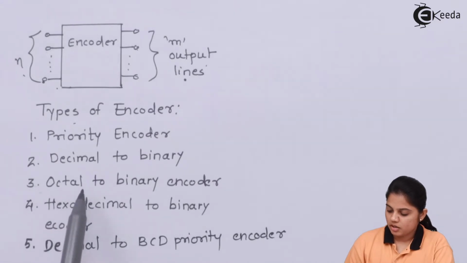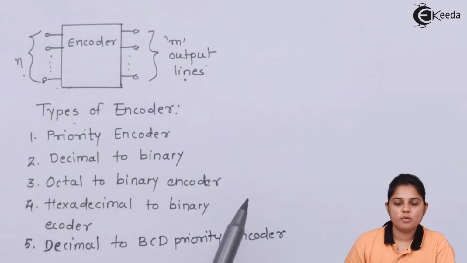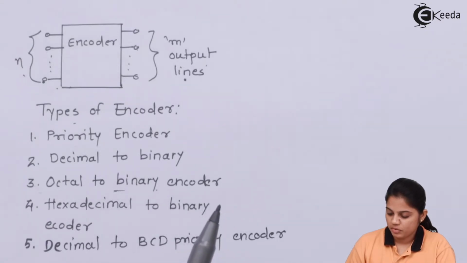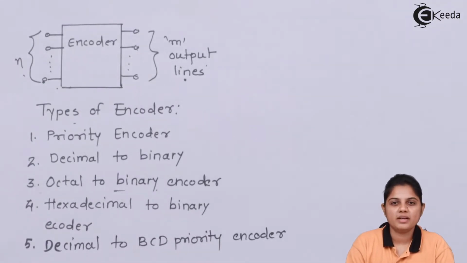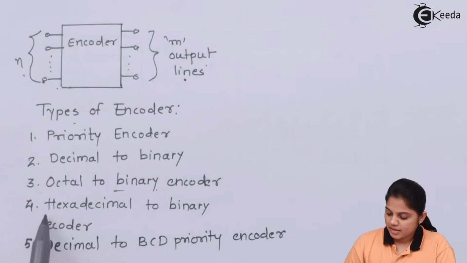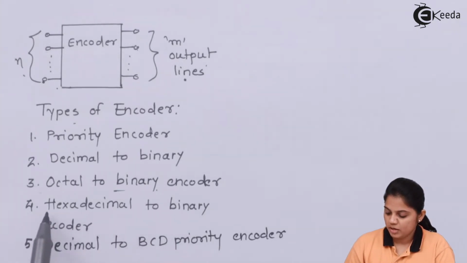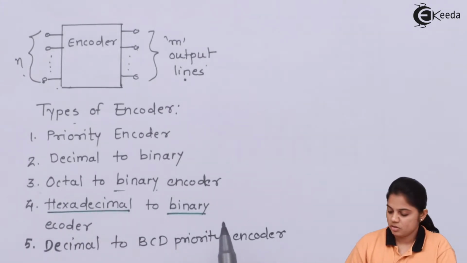Third type is the octal to binary encoder. That means input will be in an octal form and output will be in a binary form. So that is called an octal to binary encoder. The next type is the hexadecimal to binary encoder. Again, these are the different forms. So input will be in hexadecimal, output will be in binary, that is ones and zeros.